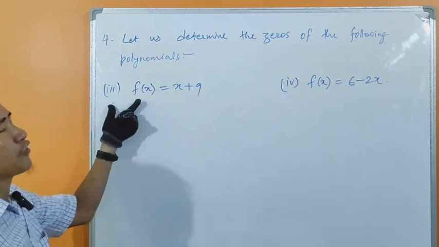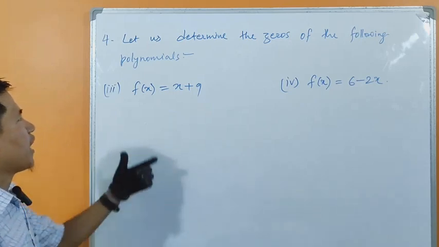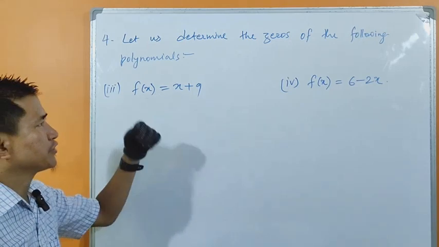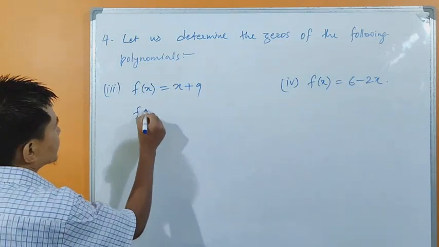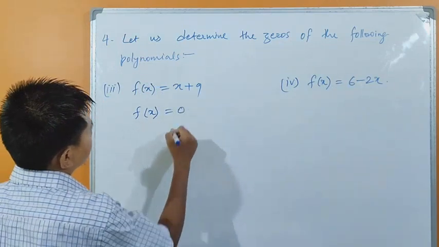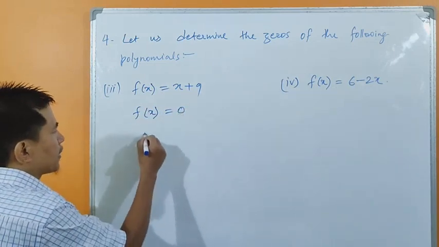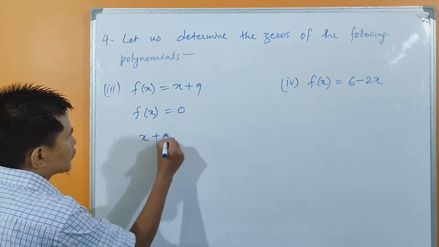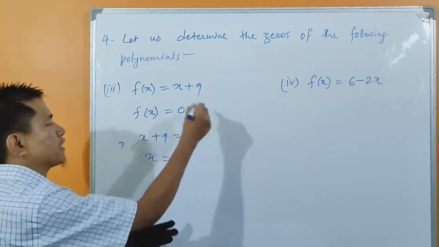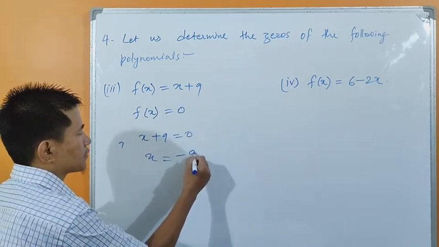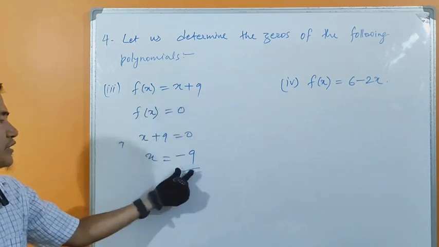Okay, now let's go for sub-questions 3 and 4 of question number 4. We are asked to find the zero of the polynomial of this expression and the zero of the polynomial of this expression. Zero of the polynomial means f(x) equals 0. I hope you got this. So, x plus 9 should be equal to 0, or x equals, let us take this plus 9 to the right hand side, it becomes minus 9. The zero of the polynomial f(x) of this expression is minus 9.